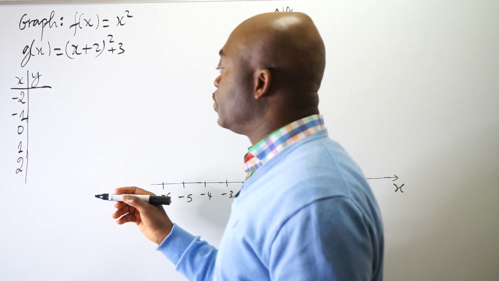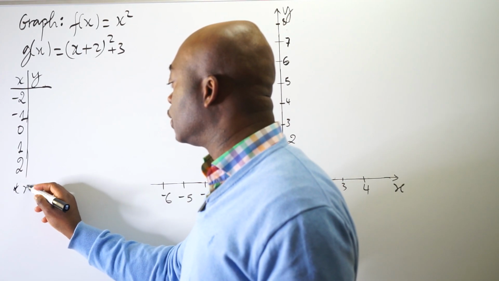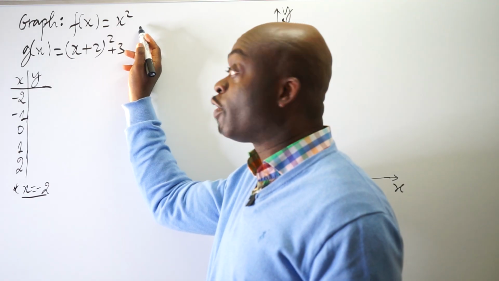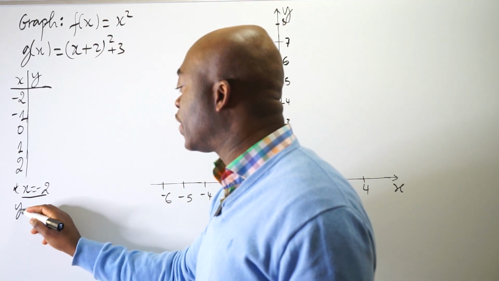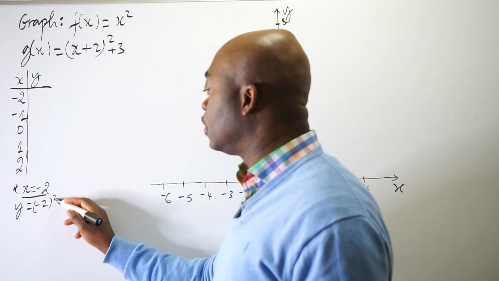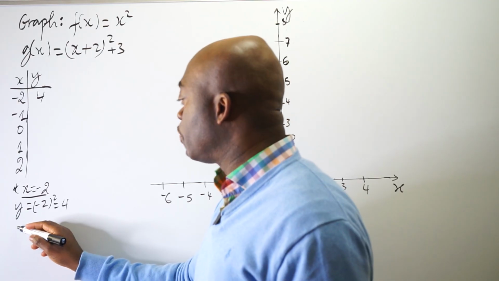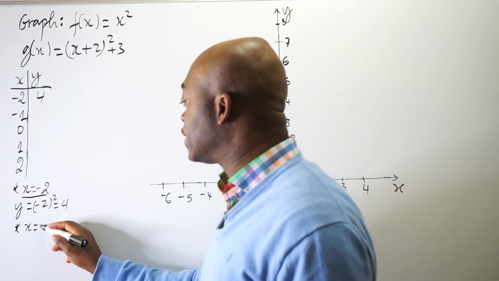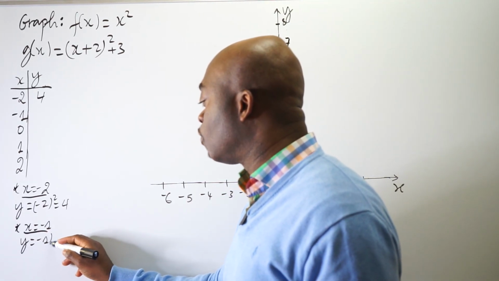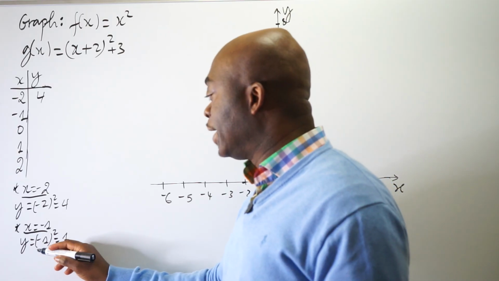All right? So once we do that, when x equals -2, what's going to happen? We're going to take the function f of x equals x to the second power, make f of x equal to y, and then y equals what? -2 to the second power, which is +4. So you have +4 here. Then when x is equal to -1, y equals -1 to the second power, and that is equal to +1. Okay?